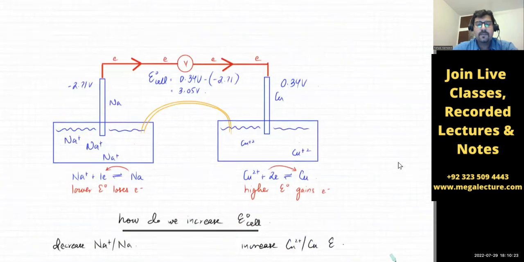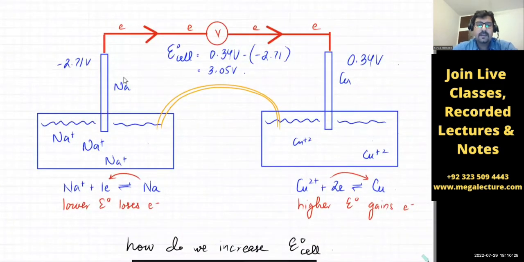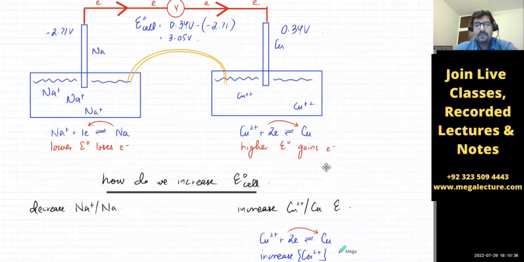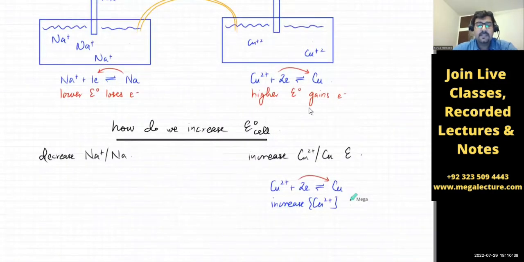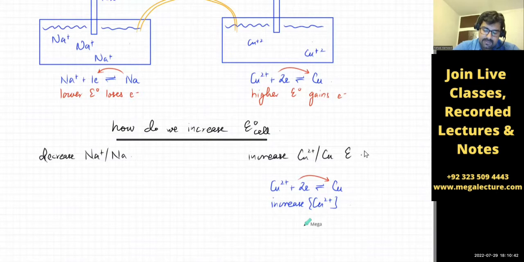Why would more current flow? Okay, what are copper ions doing? The electrons are coming from the other side, and copper ions are the ones that are gaining electrons, right? So if I have more copper ions over here, electrons will be gained at a much higher rate. So if I want to shift it forward, the potential will increase on the right side. So it will become greater than 0.34. So instead of 0.34, it might become, let's say, 0.40 volts.